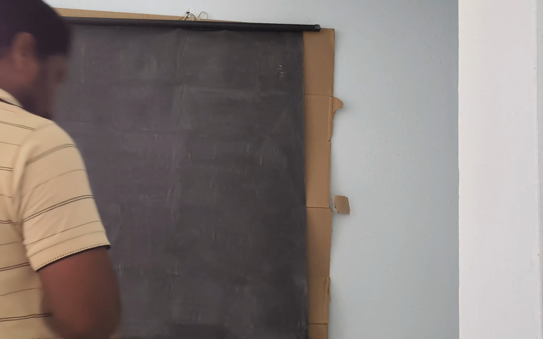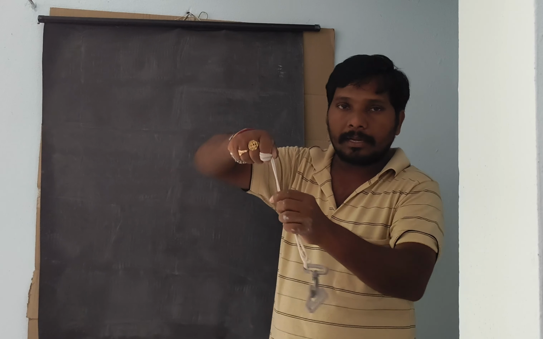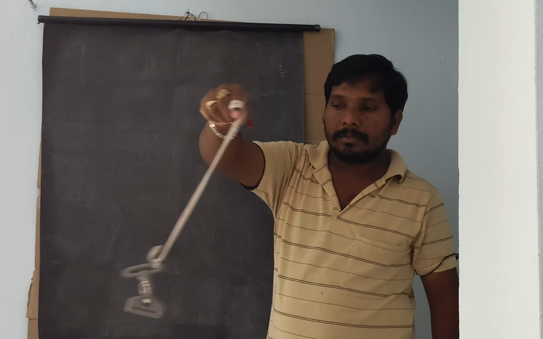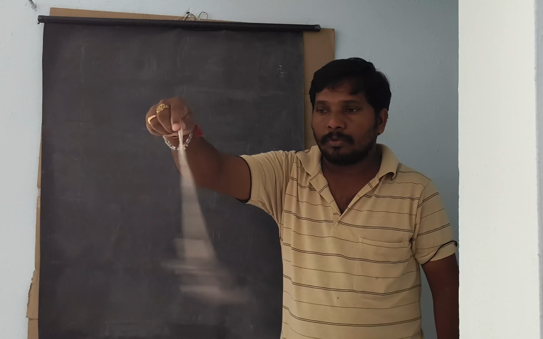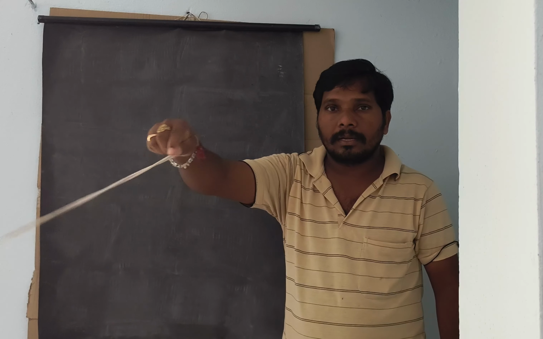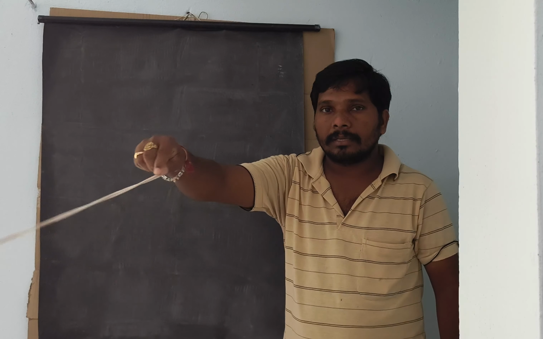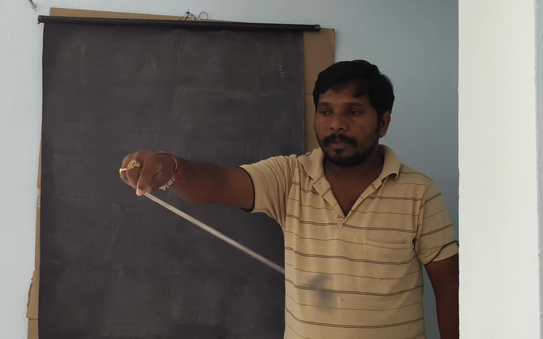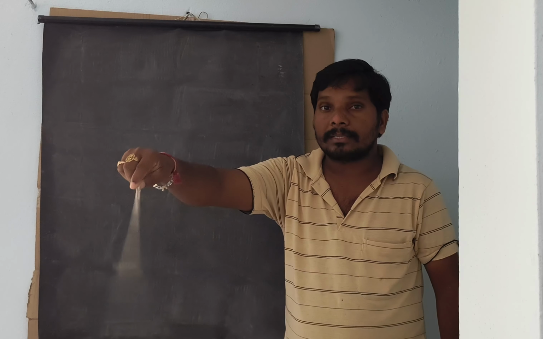Okay, what have we discussed? If an object is suspended and whirled, it is in circular motion. Here the direction changes at every point, but the speed of the object is constant.